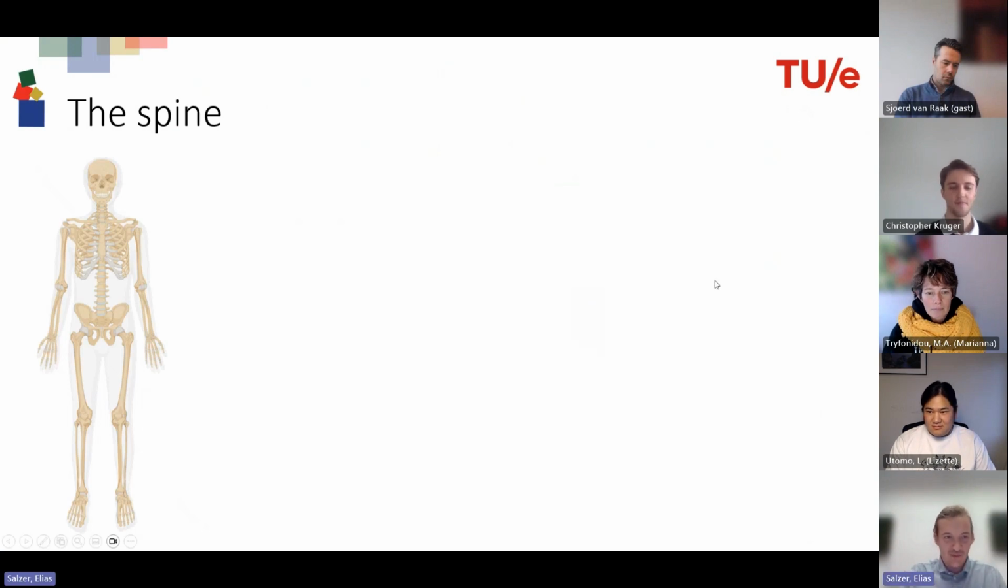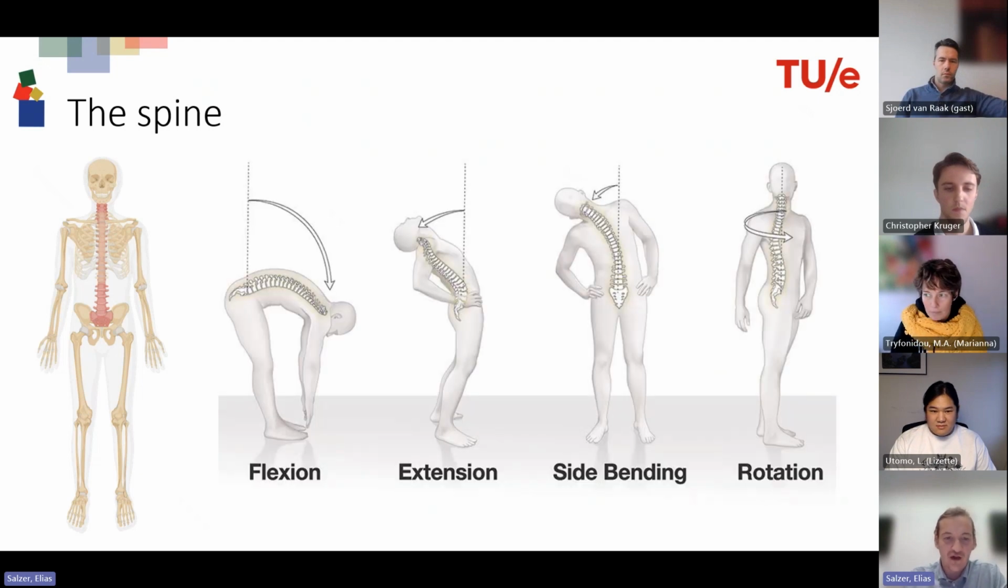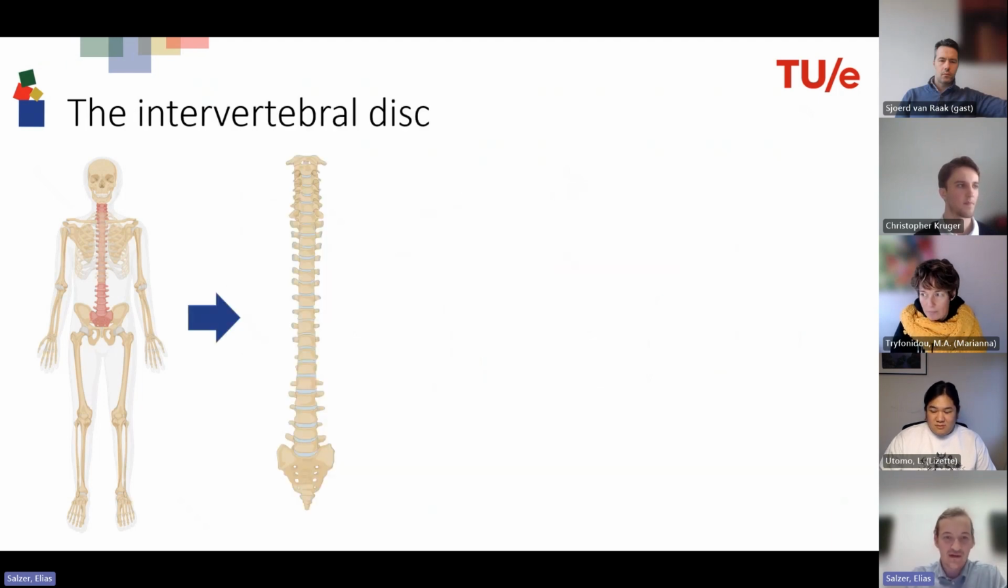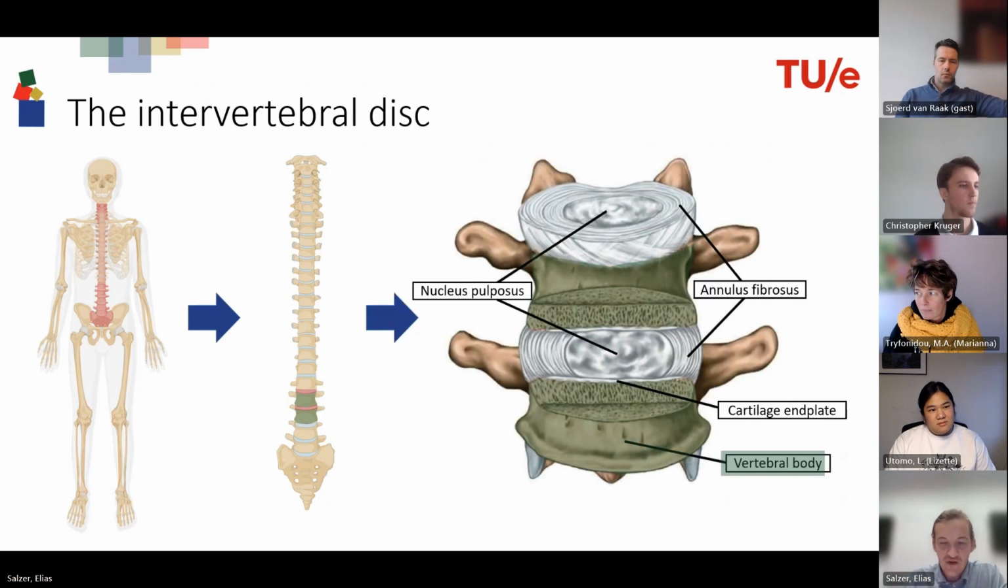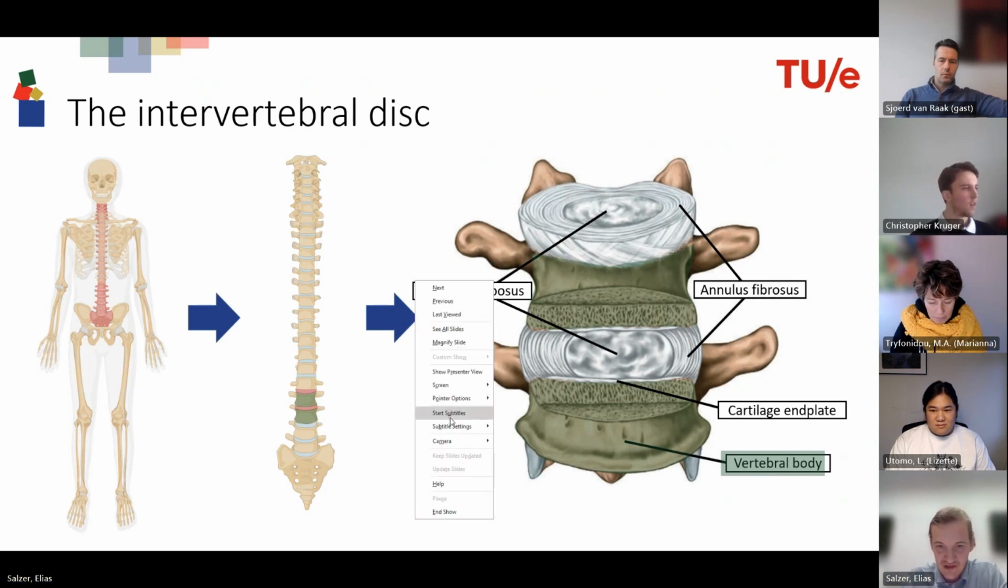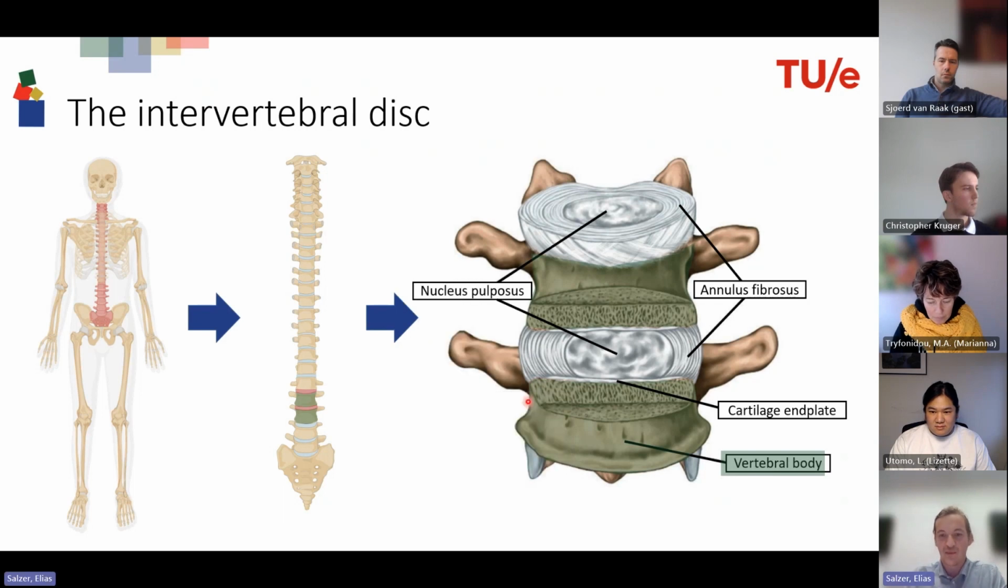Let's talk about the spine. So what you can see here in red in this skeleton is the spine of a human being, and it allows us to move in different movements, like you can see on this image. But it's actually not the bony part that allows us to move, but it's what's in between these vertebrae, the bony part, the red thing here. What you can see here on the right side is the intervertebral disc.